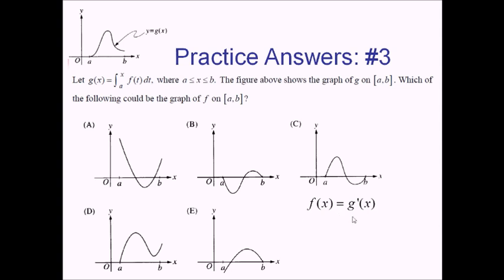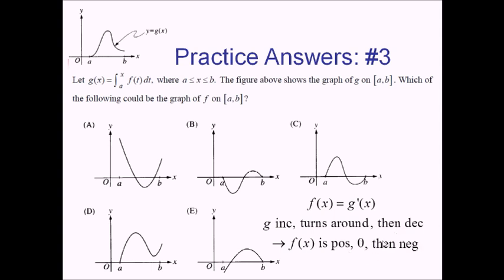All right, so what is g doing? And then that'll help us figure out what f is doing. G starts by increasing, turning around, and then decreasing. So what does that mean for g prime? Well, that means that g prime starts out positive, and then if we're turning around, g prime must be going to 0, and then if we're decreasing, g prime is going to be negative.